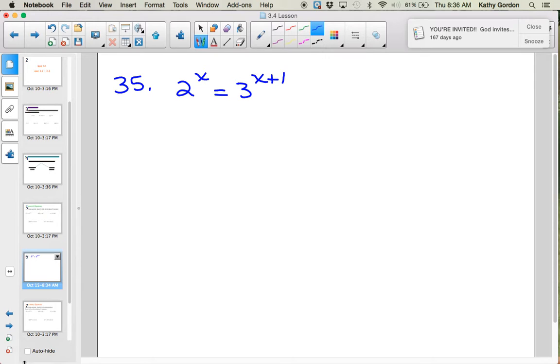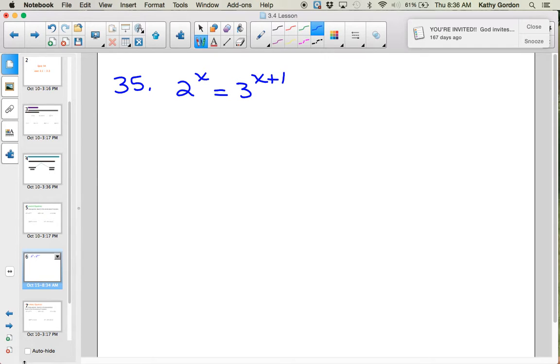Take the log of one side? Well, you can log both sides. Logging both sides, right? The trick is, which base should I use? Because on one side, the base of my exponential is 2, but on the other side, the base of my exponential is 3. So which base am I supposed to use? In all honesty, it wouldn't matter.